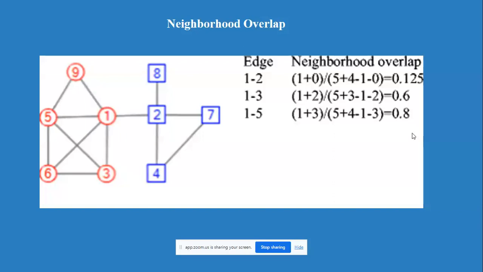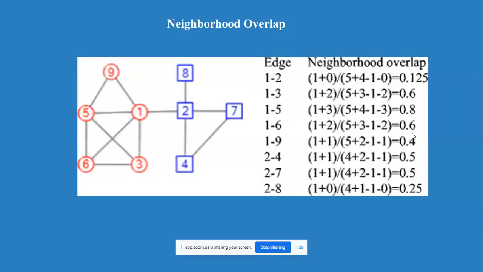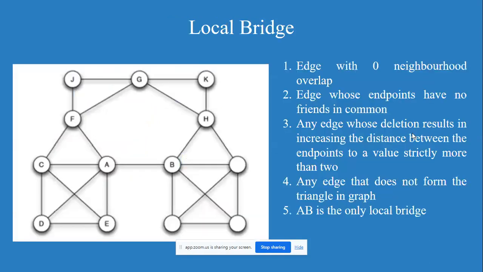In this way, we can calculate the neighborhood overlap of all the edges, and find out which nodes are overlapping and which nodes are closest to their neighbors. If the neighborhood overlap is 0, that means the nodes are connected through a weak tie, not a strong tie.